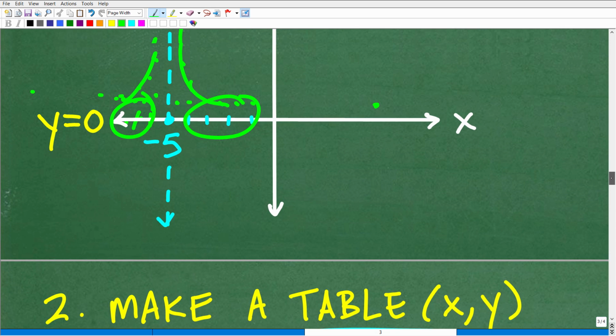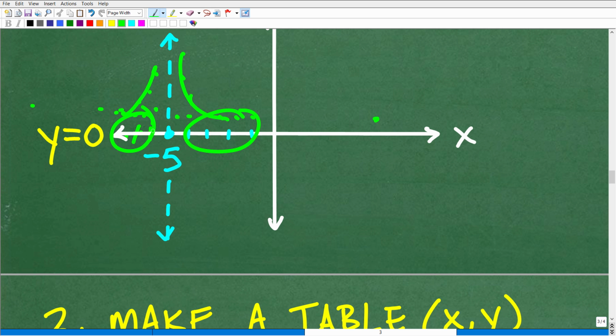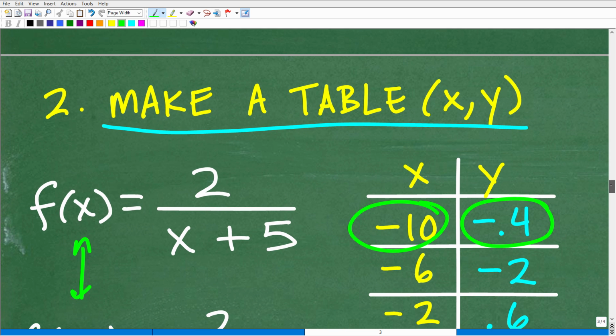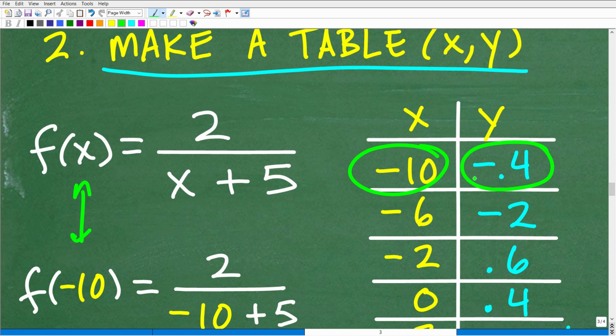Okay, so way over here, you can plot that point. Actually, let me take it a step further. -10 and -0.4, this is the point. Let me be a little bit more clear about this. So -10, that's our xy point, right? We're talking about an xy ordered pair. So x is -10 and y is -0.4. This point is on this rational function.